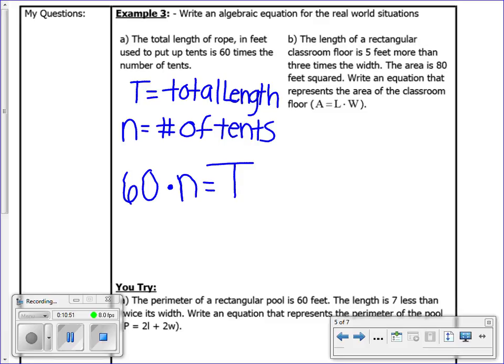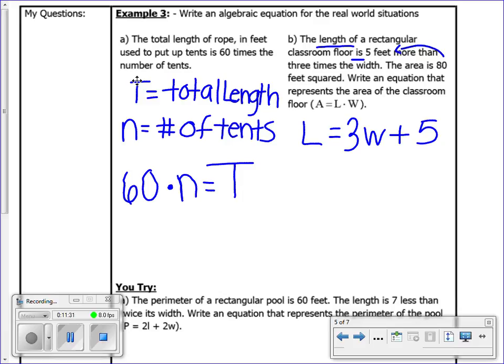If we look at letter B, it says the length of a rectangular classroom floor is 5 feet more than 3 times the width. So let's just start there. The length, L, means equals 5 feet more than. Remember with the word more than, you have to start from the back and go to the front. So what's in the back, the word than, is 3 times the width. So we represent that as 3W. More than means plus, and 5 goes in last. Because we look back, what came first? The 5. That's the first sentence.